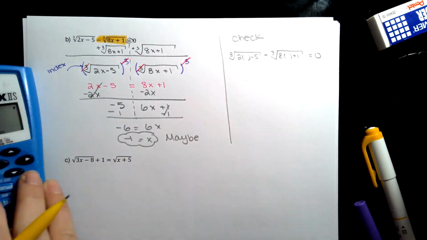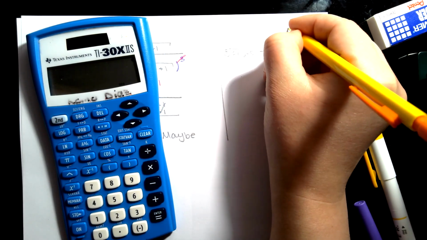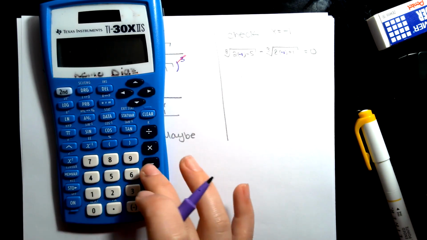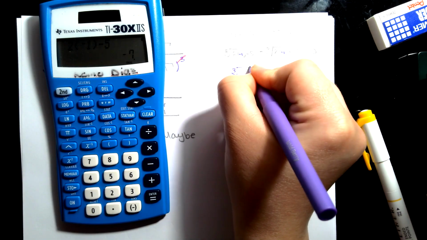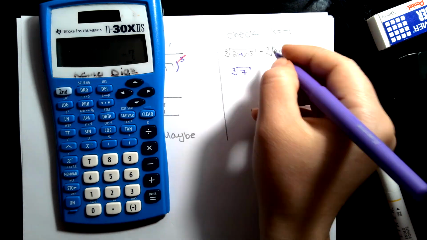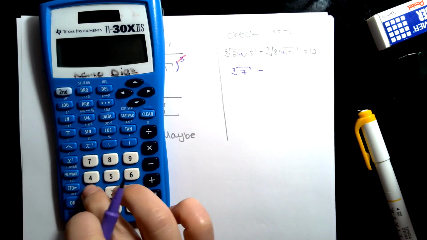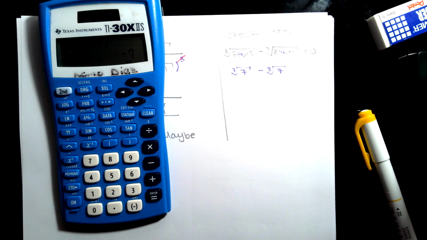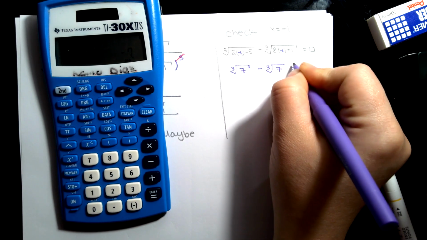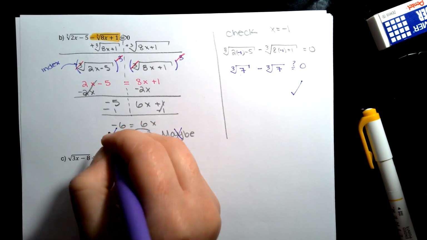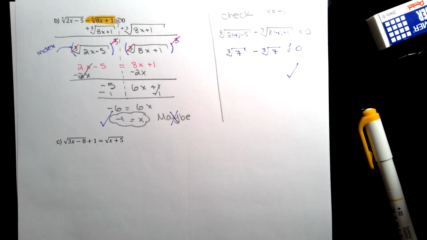So this is what it looks like. What are we checking? We're checking negative 1. So we're going to put in negative 1 here. So 2 open, negative 1 close, minus 5, cube root of 7. Now there is no cube root of 7, but that's okay. Don't type that into the calculator. Minus, and cube root of 7. So if we have a cube root of 7 minus a cube root of 7, does that give us 0? Yes. So that means we no longer have our maybe, and that negative 1 is, in fact, our answer.